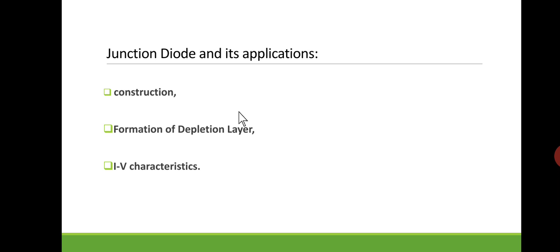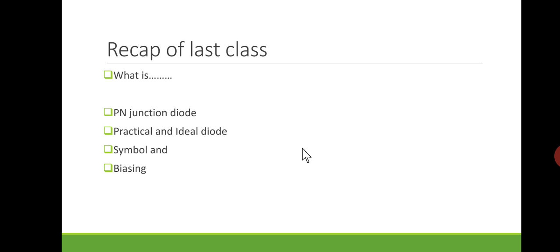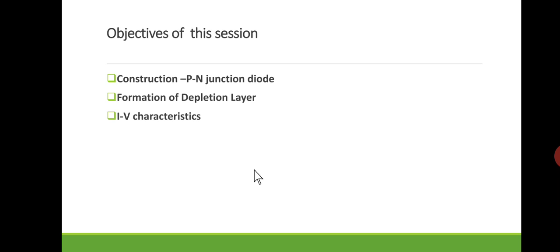In this session, you are going to study the construction, formation of depletion layer, and IV characteristics of junction diode. Before starting today's session, let us revise what we studied in the last class: what is PN junction diode, practical and ideal diode, its symbol, and what do you mean by biasing. Let us begin today's class.